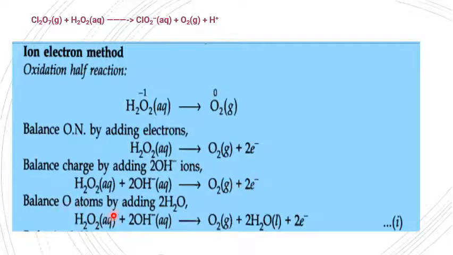Now balance the oxygen atoms by adding water molecules. You can check here: 4 oxygen atoms are present on the reactant side, and on the product side only two oxygen atoms are present. So where will you add? You will add the water molecules on your product side. In this manner you have balanced the oxidation half reaction. Now we will proceed to the reduction half cell.